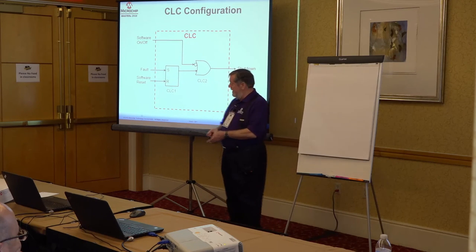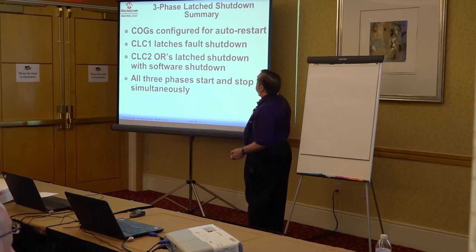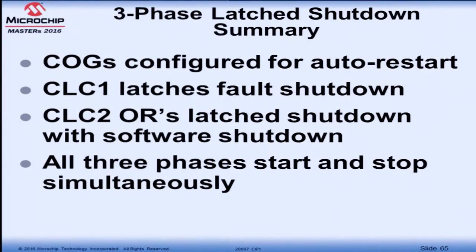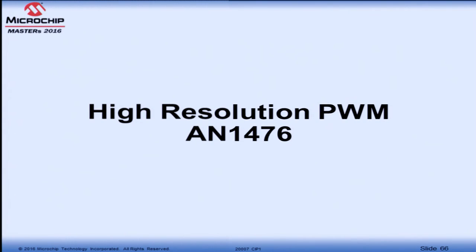Any questions about any of that? So the COGs are configured for auto restart, remember, because we need that for synchronous start. CLC1 latches the fault shutdown. CLC2 ORs the latch shutdown, so this is the two CLC solution. And all three phases start and stop simultaneously, so I've solved that problem. And that's it for my application. Any question about any of this or anything in general about CLCs?